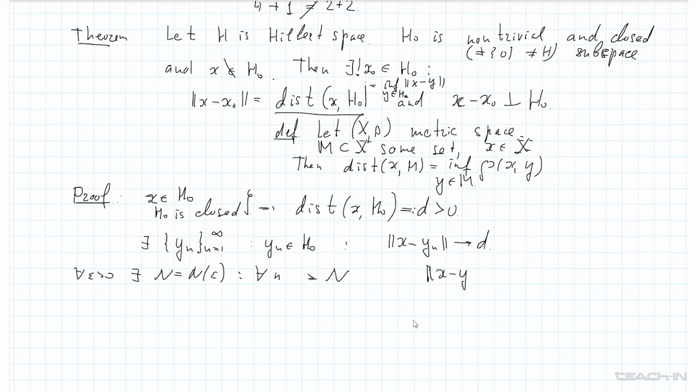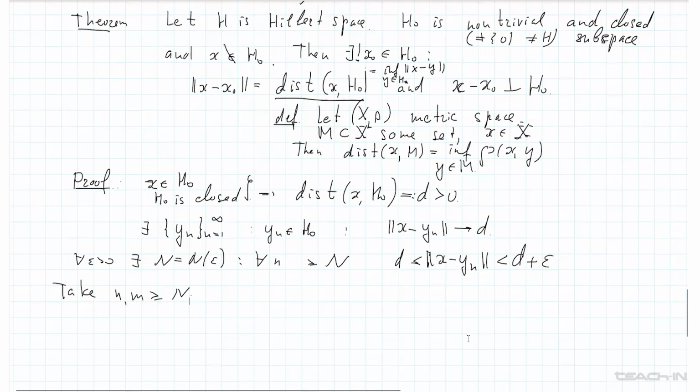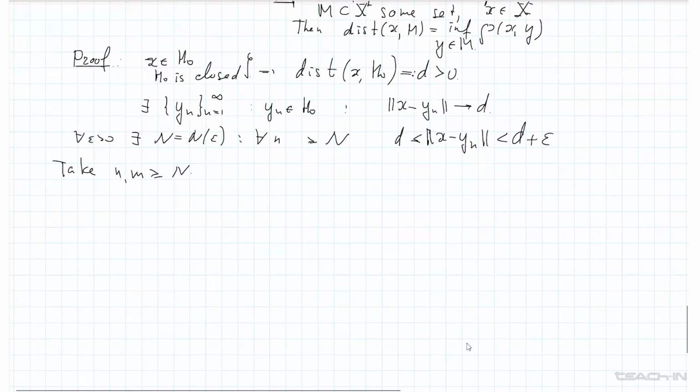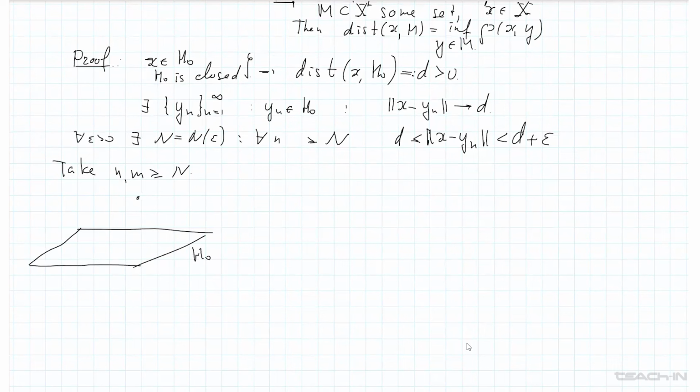You can obtain two-sided estimations. It is greater than d because d is an infimum, but you can obtain the upper estimations. So take n, m sufficiently large, and consider such a geometrical interpretation. So I make a picture. It is subspace H0. This is our element x. Here Yn, here Ym, and we construct a parallelogram.